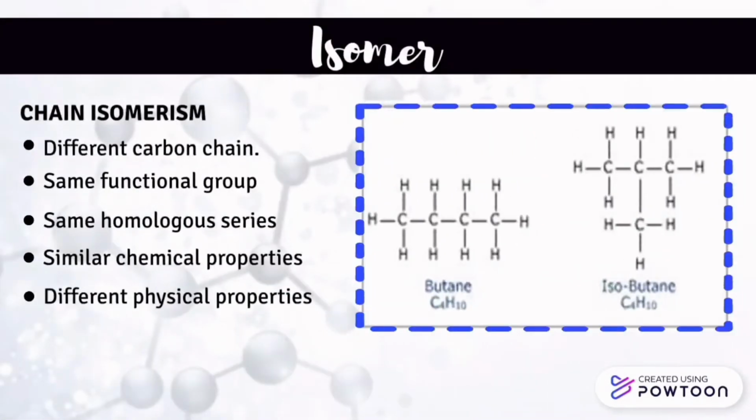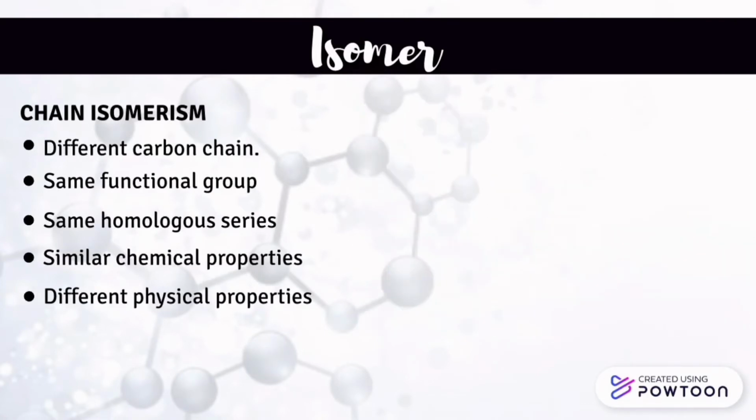For example, butane has 2 isomers with the same molecular formula C4H10. One of them forms a straight chain, whereas the other one is a branch which is called isobutane. Isobutane is the smallest branched alkane.